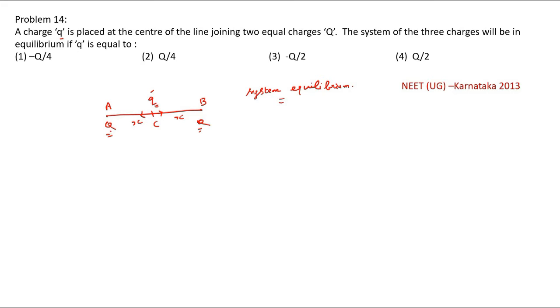Then the capital Q charges at A and at B should be in equilibrium additionally. But it's enough if we concentrate on one charge. The same argument is applicable to the charge at B also, because both are equal, Q and Q each. So consider Q at A. The same thing will be applicable for capital Q at B also.